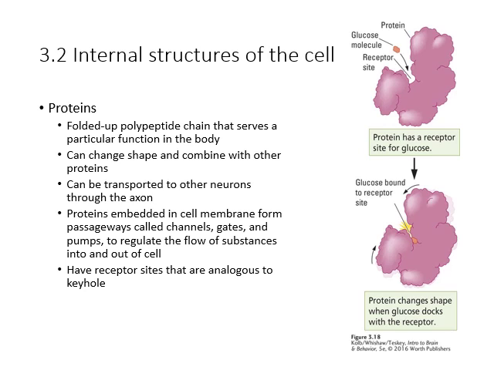Proteins embedded in the cell membrane, as I mentioned just before, form passageways or gates, and these are called channels, gates, and pumps, and they regulate the flow of substances in and out. There's also a receptor site, as you can see up here, which is like a little groove in the protein, and they're sort of analogous to a keyhole. So if the right molecule comes in, then it might change the shape of the protein.